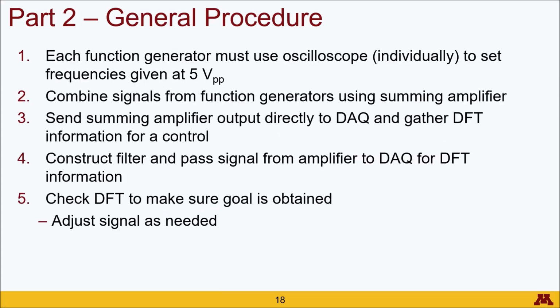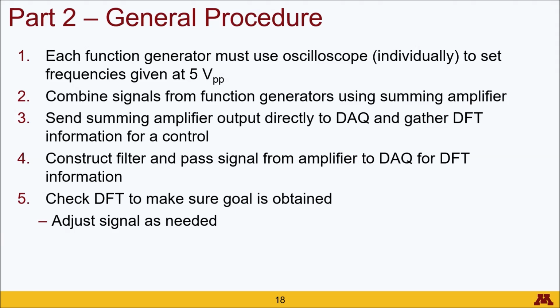All right, so walking through the procedure for part 2, again, we will want to first make sure that each of the function generators are set to the proper frequency and voltage, all set at 5 volts peak to peak with different frequencies. Combine those function generators using the summing amplifier, and then send the output of that amplifier directly into the DAC and gather the DFT information for a control. And then you'll want to construct your filter, which is specific to each group, pass that signal from the amplifier into the DAC, and collect the DFT information for that for comparison.